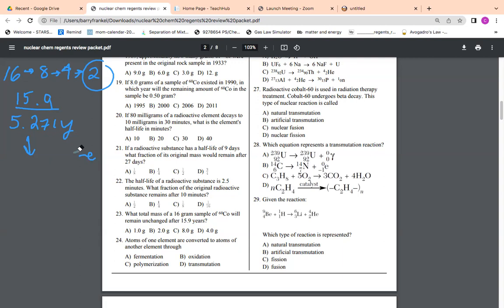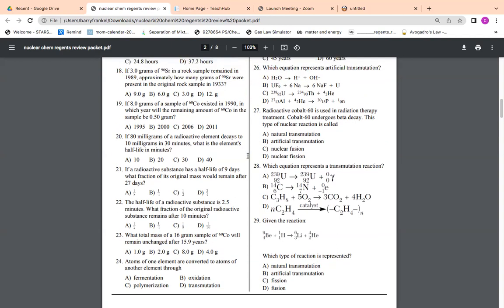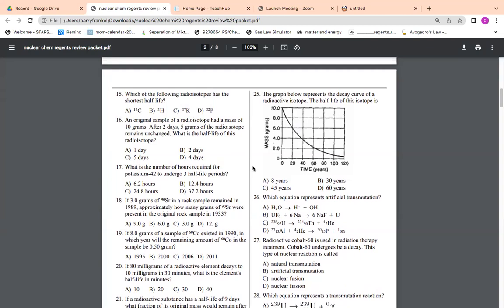Next one, 24. Atoms of one element are converted to atoms of another element through, and this is just a definition, this is what we've been talking about for the entire unit. This is simply transmutation. Transmutation, again, is when you take one element and you turn it into another through some sort of decay. Alpha decay, beta decay, positron emission. We also have gamma decay or gamma radiation, but we don't actually end up changing the identity of our element. So I wouldn't necessarily consider it to be a transmutation because we don't actually change the element.